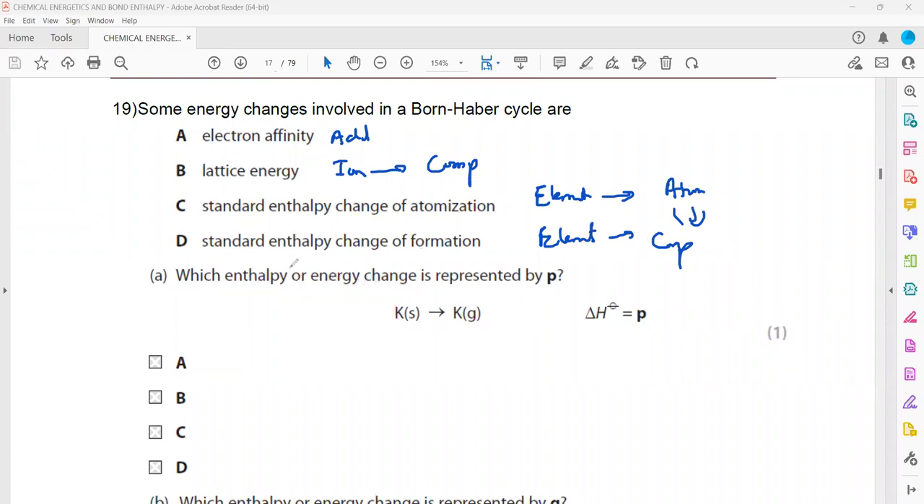So which enthalpy or energy change is represented? Here you can see potassium solid becomes potassium gas. So the potassium atom is already there, the element, and it forms an atom in the gaseous state. So when we get an atom in the gaseous state, what does it mean? It means this is the standard enthalpy change of atomization. Potassium solid turned into potassium gas, so this is atomization. Atomization is option C, that's why it will be C.